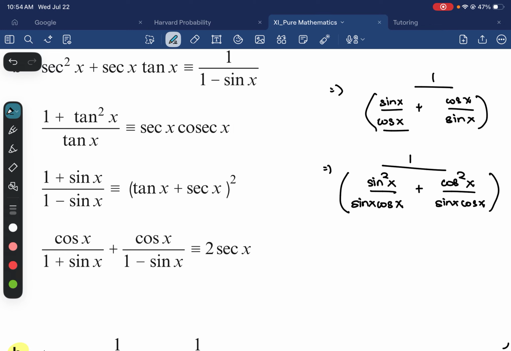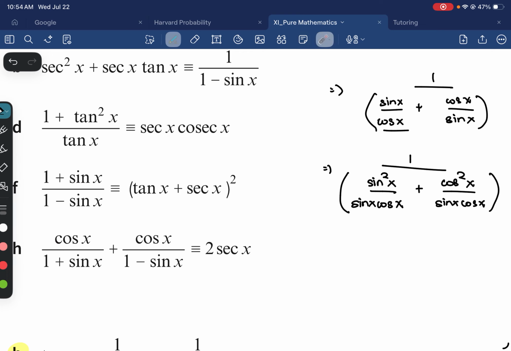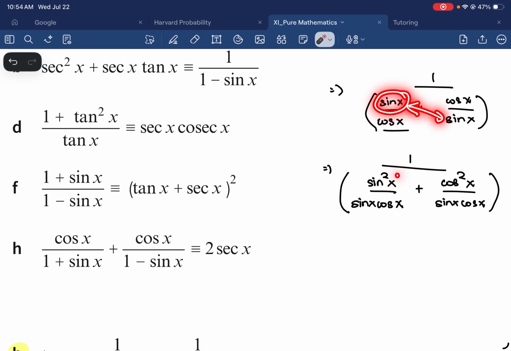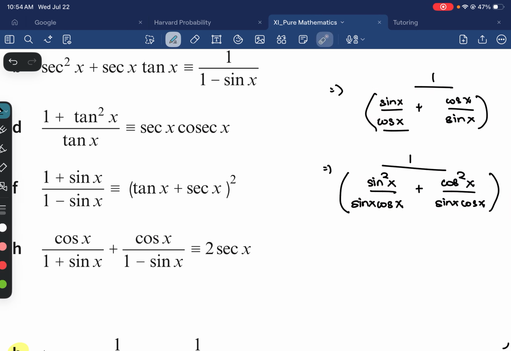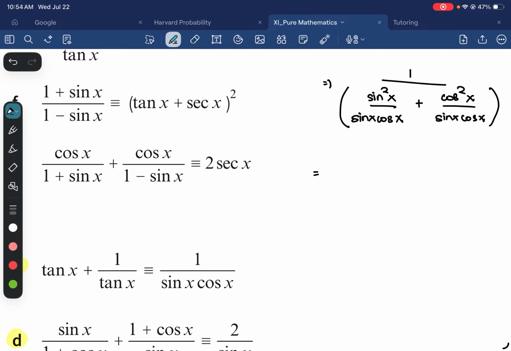So basically, what I am doing is that I have cos x here. Another way to think about it is to use the butterfly method. Sin x times sin x gives me sin squared x. Cos x times cos x gives me cos squared x. And I need to multiply my denominators together. So sin x plus cos x. All right. So now I have 1 over sin squared x plus cos squared x, and you can see where I'm going with this.